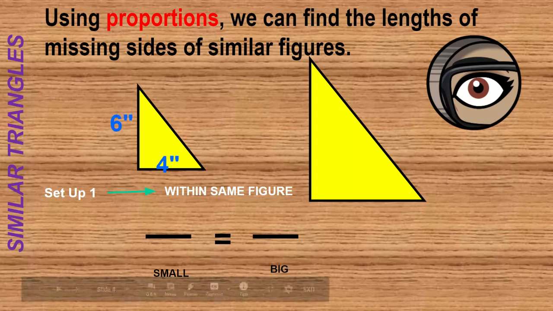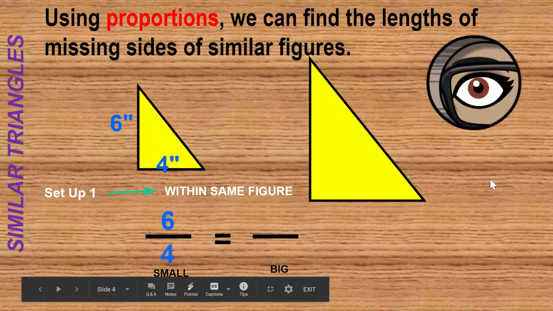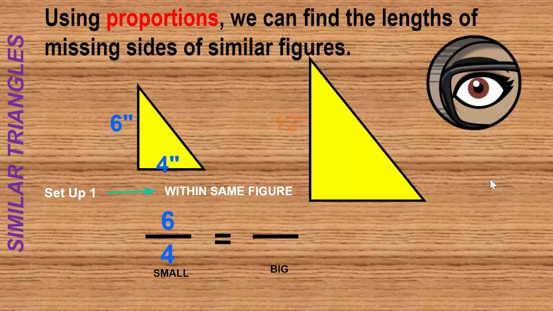For example, if I look at the small figure, notice my labels are small is equal to big. So I'm going to take the dimensions of the small figure and I'm going to set them equal to the dimensions of my large figure based on corresponding sides.